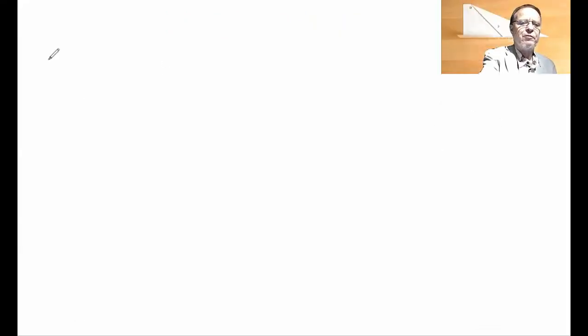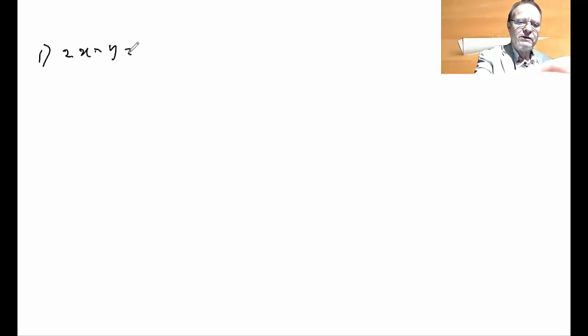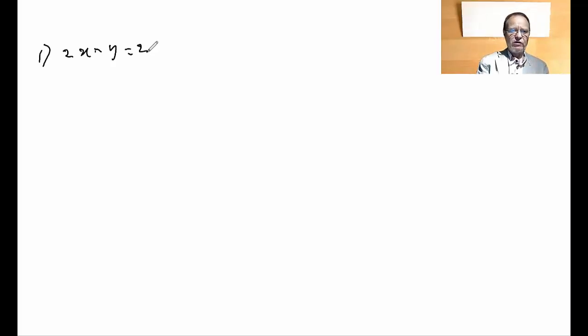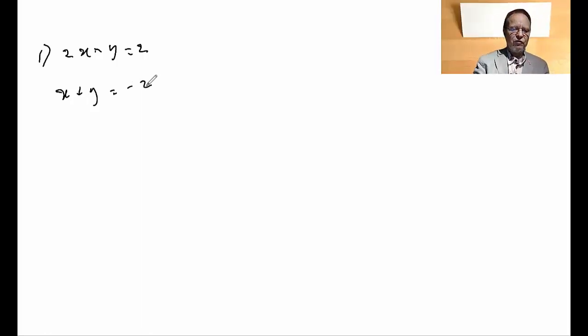In this example 1, we're going to look at graphing. And we're going to graph the two equations. We have two equations: 2x minus y is equal to 2 is one of the equations. And then we're going to graph the other one, x plus y is equal to negative 2. So for the first one, I'll do the table method here.